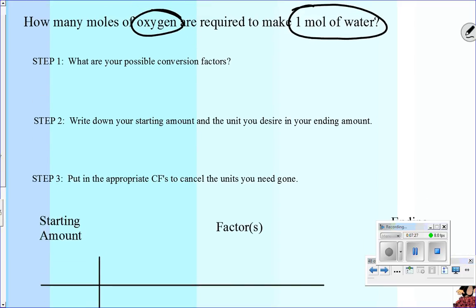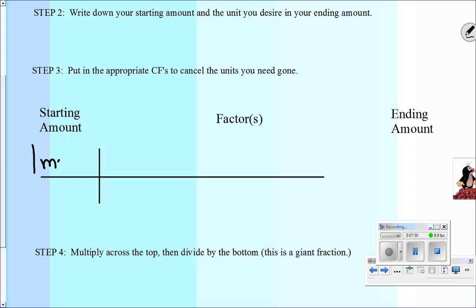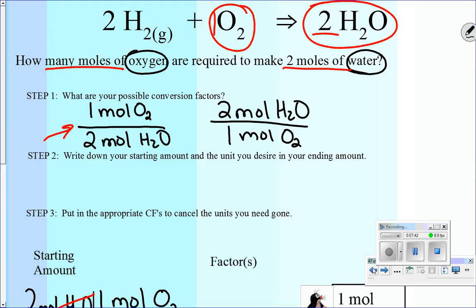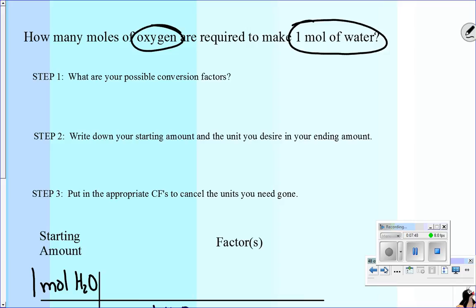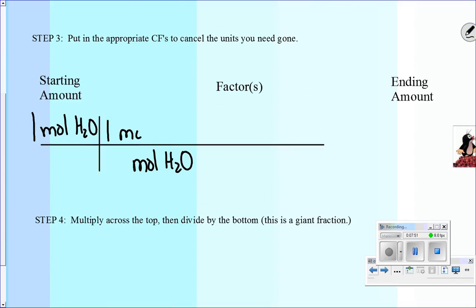Our starting amount here is our 1 mole of water. So we're going to plug in 1 mole of H2O. So in order to get, we want to have moles of H2O on the bottom. So looking back at my factors here, I'm still going to use the same factor I used before, which is 1 mole of O2 over 2 moles of H2O. I'm then able to cancel out my moles of H2O. 1 times 1 is 1, divided by 2. This will give me 0.5 moles of O2. So these are some pretty straightforward, simple questions.